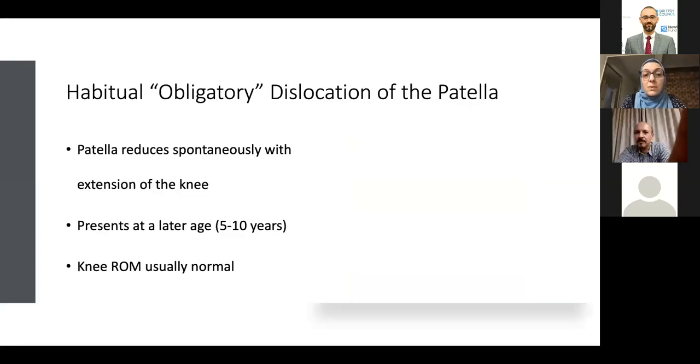There's another type of dislocation of the patella which does not actually present at birth. It's habitual. It does relocate and dislocate again with flexion and extension. So in the extended position, the patella reduces, and with flexion, it pops out and moves to sit on the lateral condyle of the femur. It usually presents at the age of 5 to 10 years. The child has a normal range of motion. Usually, parents do not detect its congenital nature. They say the child fell or the child sustained an injury to the knee, and since then the patella has been popping in and out. It's just when they noticed it.